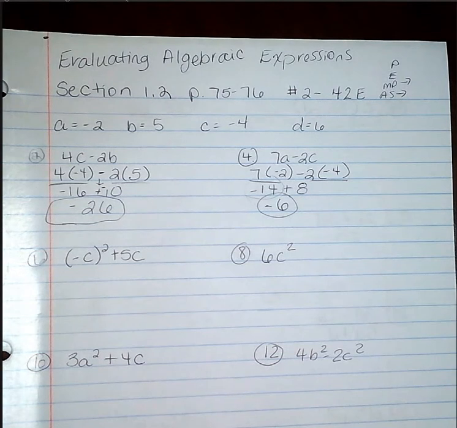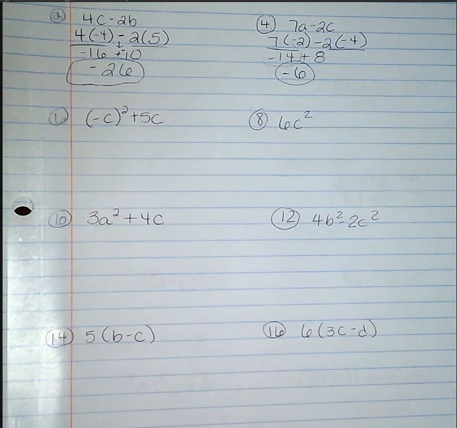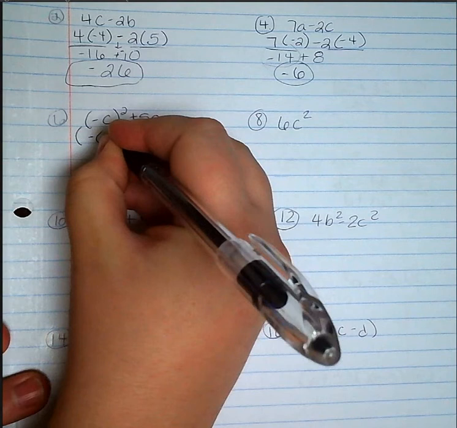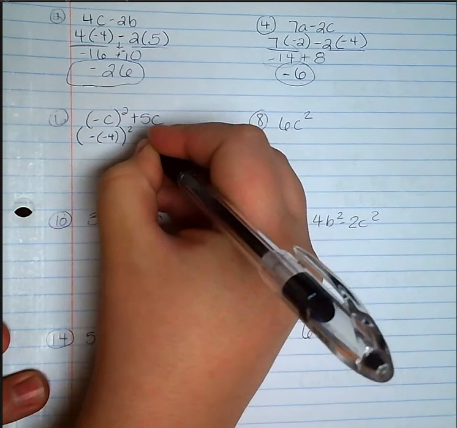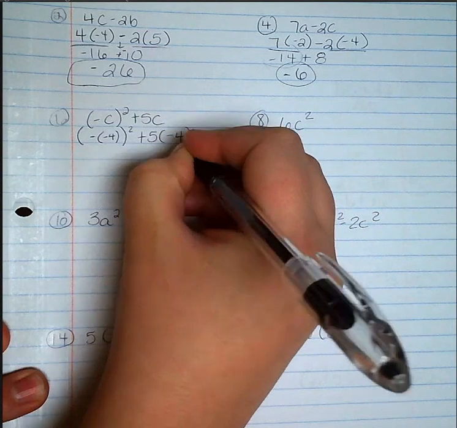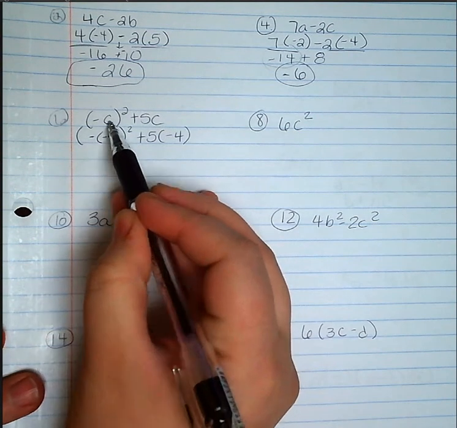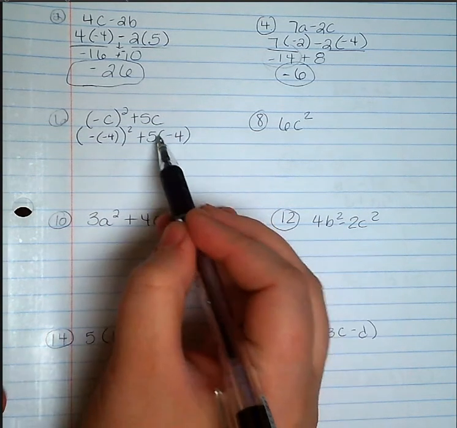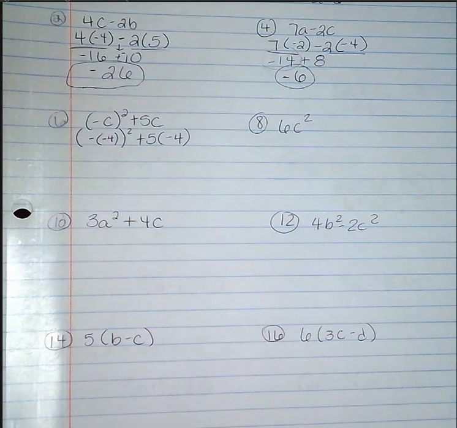Now looking at problem number 6, we have negative c squared plus 5c. I think out of all of the problems in this section, this is the one that confuses everybody. So we're going to take it a little slow. So c was negative 4. What I did was I rewrote my problem, and every single time I got to a letter, I plugged in that letter's value, which was negative 4 for those c's, and I surrounded it with parentheses.